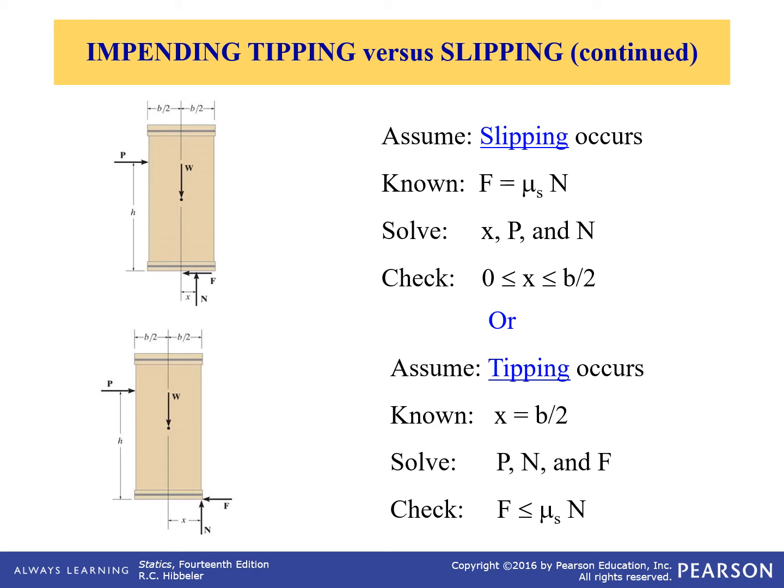When we have the tipping case, we're going to know the X value because the normal force is right on the edge. So X is going to be 1/2 of the distance, whatever that happens to be. And we're going to solve in that case for P, N, and F. And we're going to know as a check that the friction force will be less than mu S N.